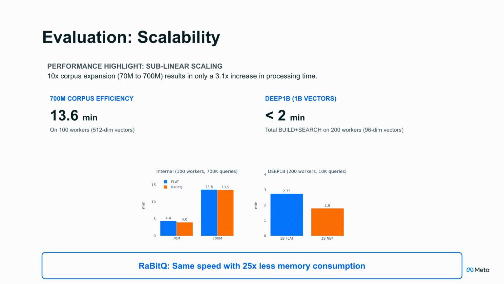The second one, which is the Deep1B use case, where we have build plus search, completes in under 2 minutes, and the recall is around 96%. The RaBitQ, which Zhichen talked about, achieves the same wall clock time, but at 25x less memory. Which basically shows that the compression is coming effectively for free here.